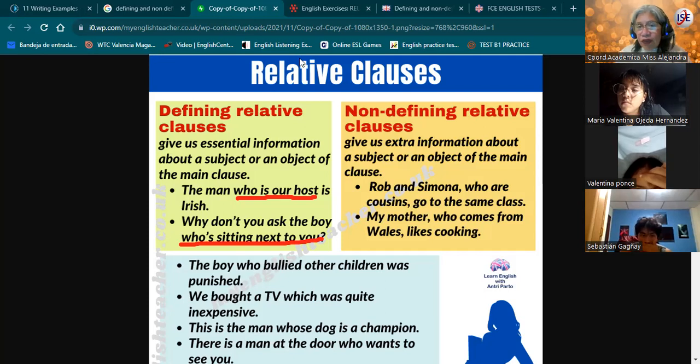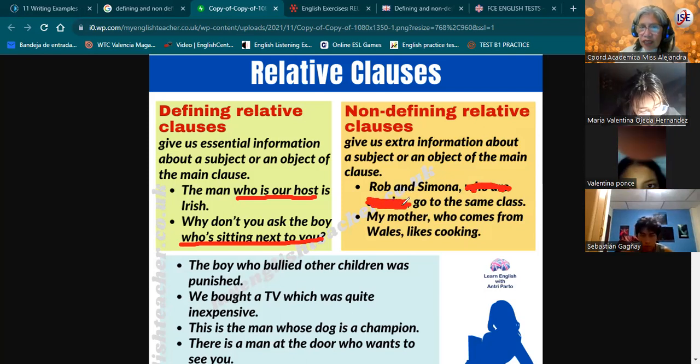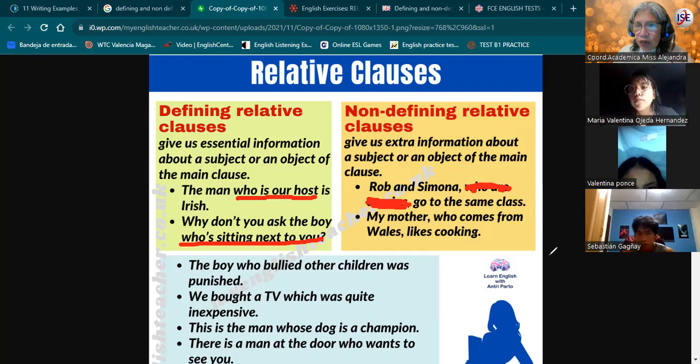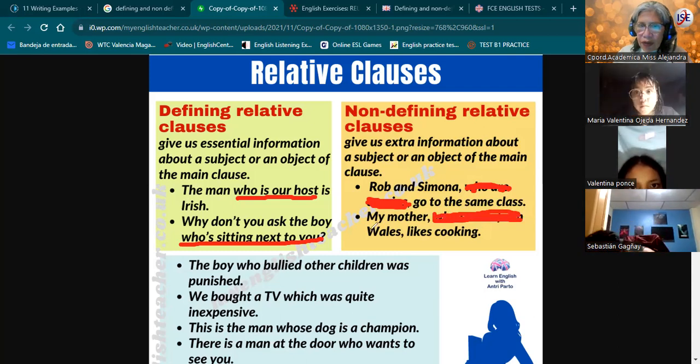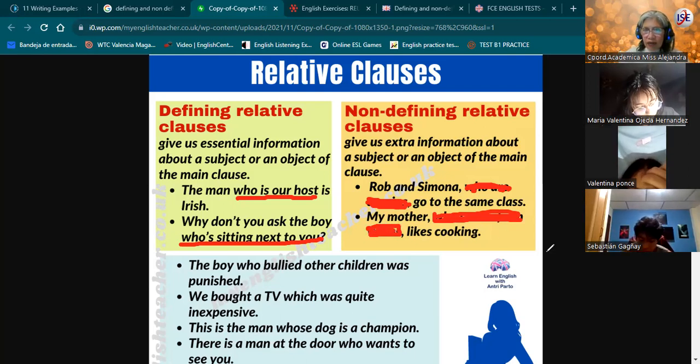The non-defining give extra information. It means we can eliminate them. Rob and Simona, who are cousins, go to the same class. If I eliminate this, Rob and Simona go to the same class, we can identify the people. So this information is not necessary. My mother, who comes from Wales, likes cooking. So if I eliminate this information, I have: my mother likes cooking. So you can understand the sentences, okay?